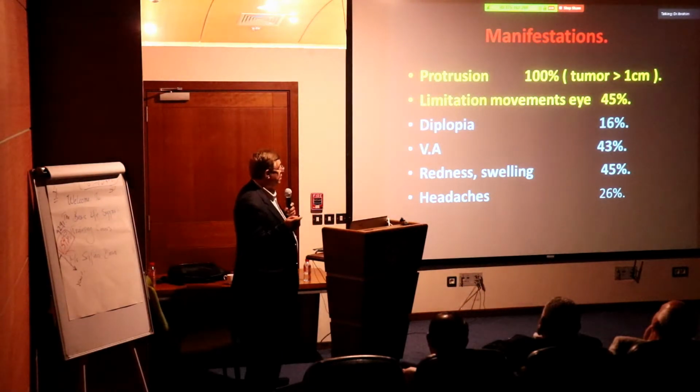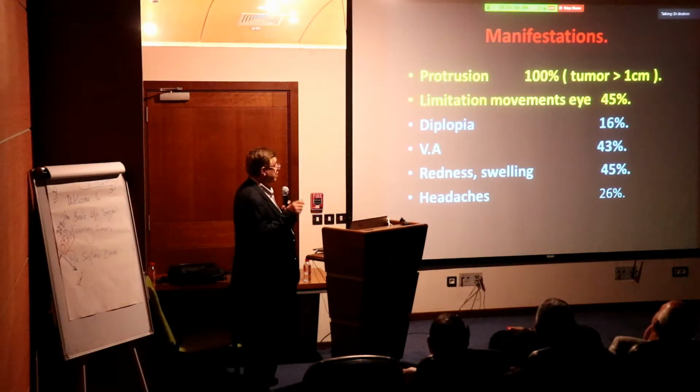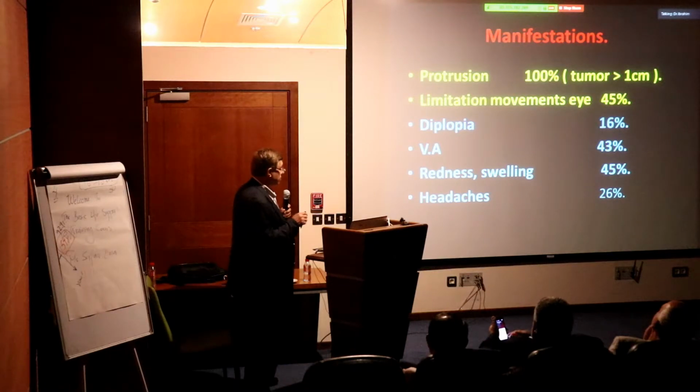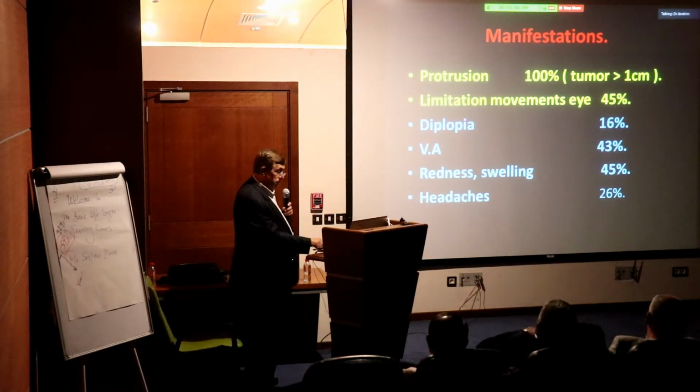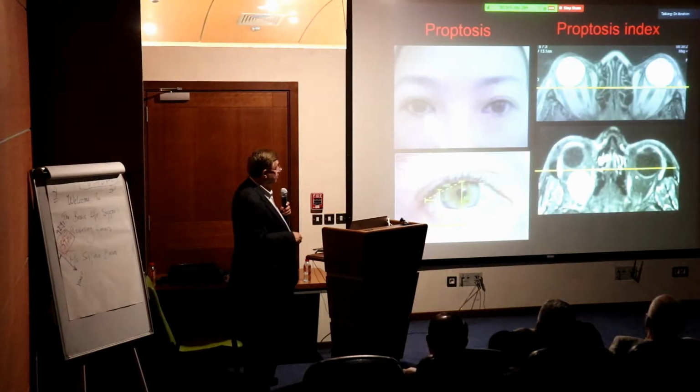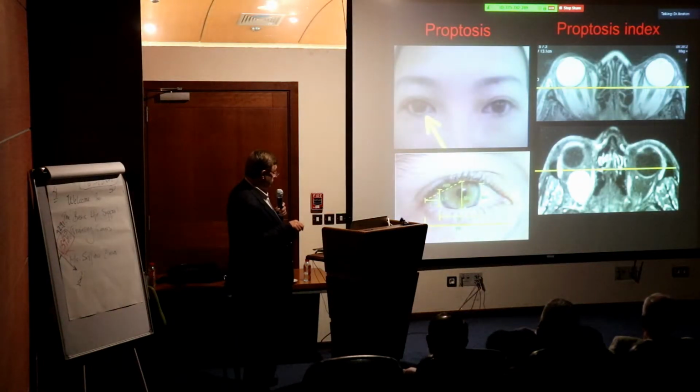How do these tumors manifest? Protrusion or proptosis, it is 100%. If the tumor is more than 1 centimeter, you will have proptosis. Also limitation of eye movements, double vision, decreased visual acuity, redness or swelling, headaches, or retroorbital pain. You can see the proptosis. You can use something called the proptosis index: see the angle here and the angle here. Or, as I said, you draw the line at the back of the globe, or the Frankfurt line.